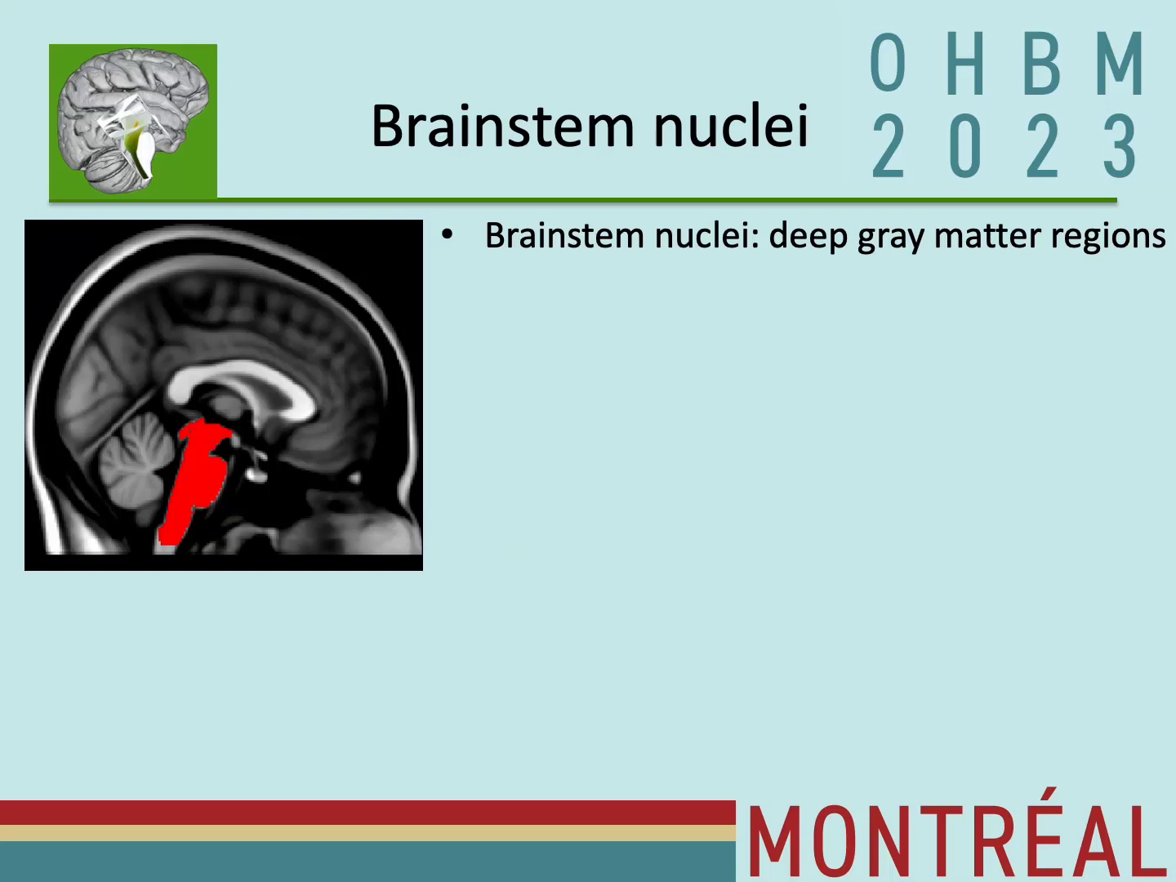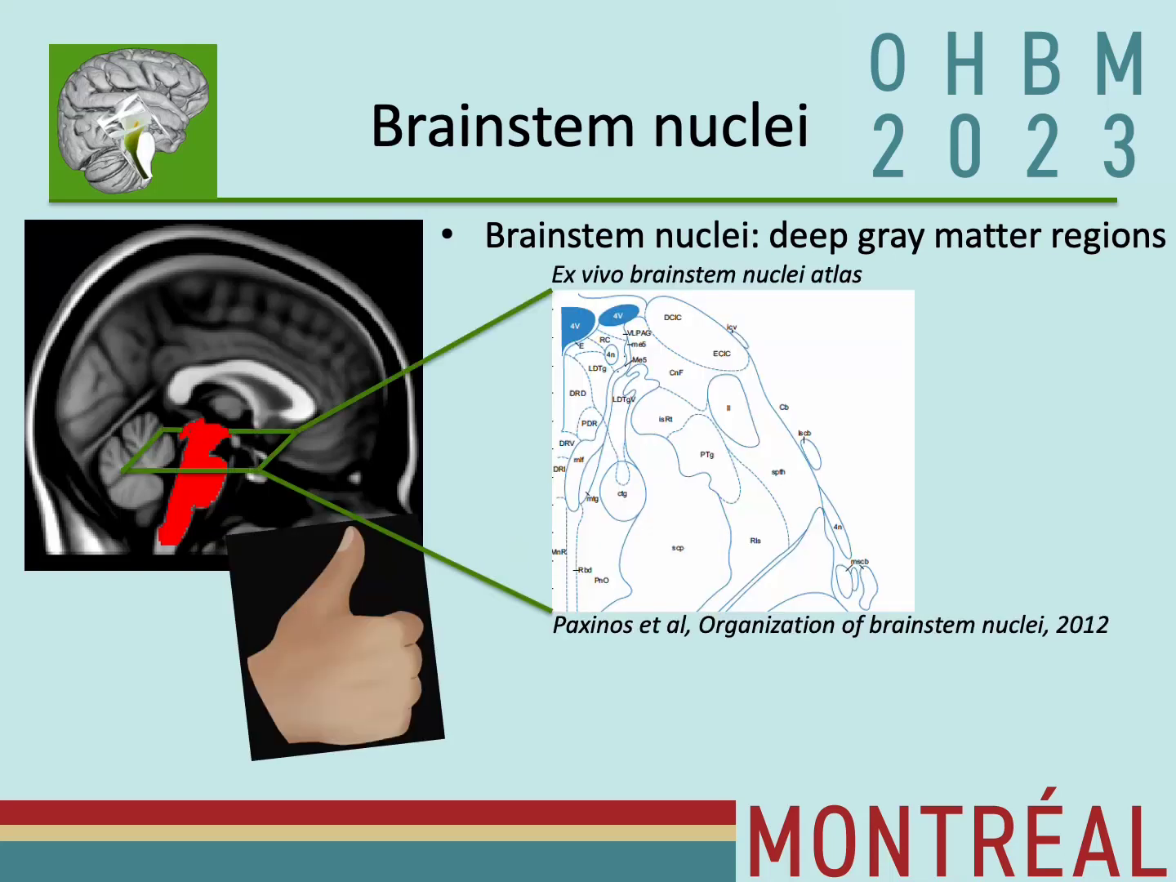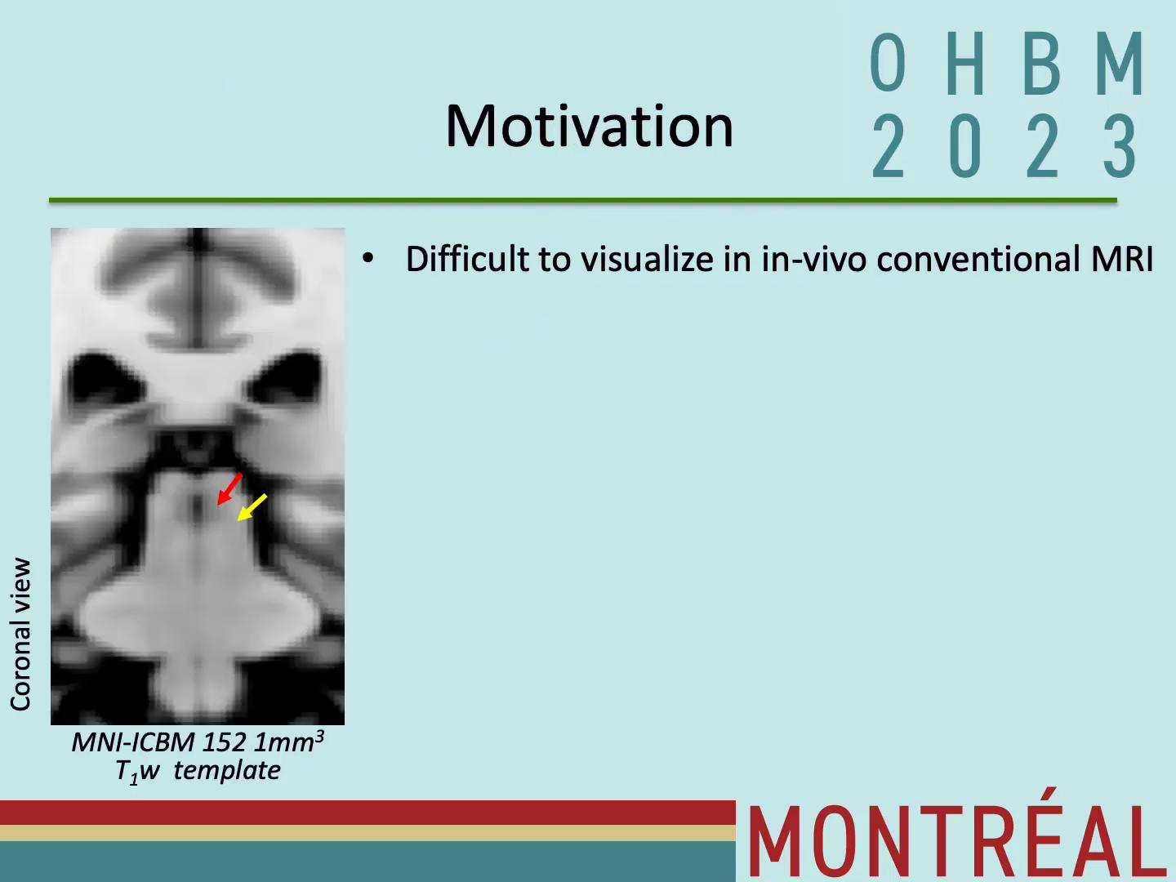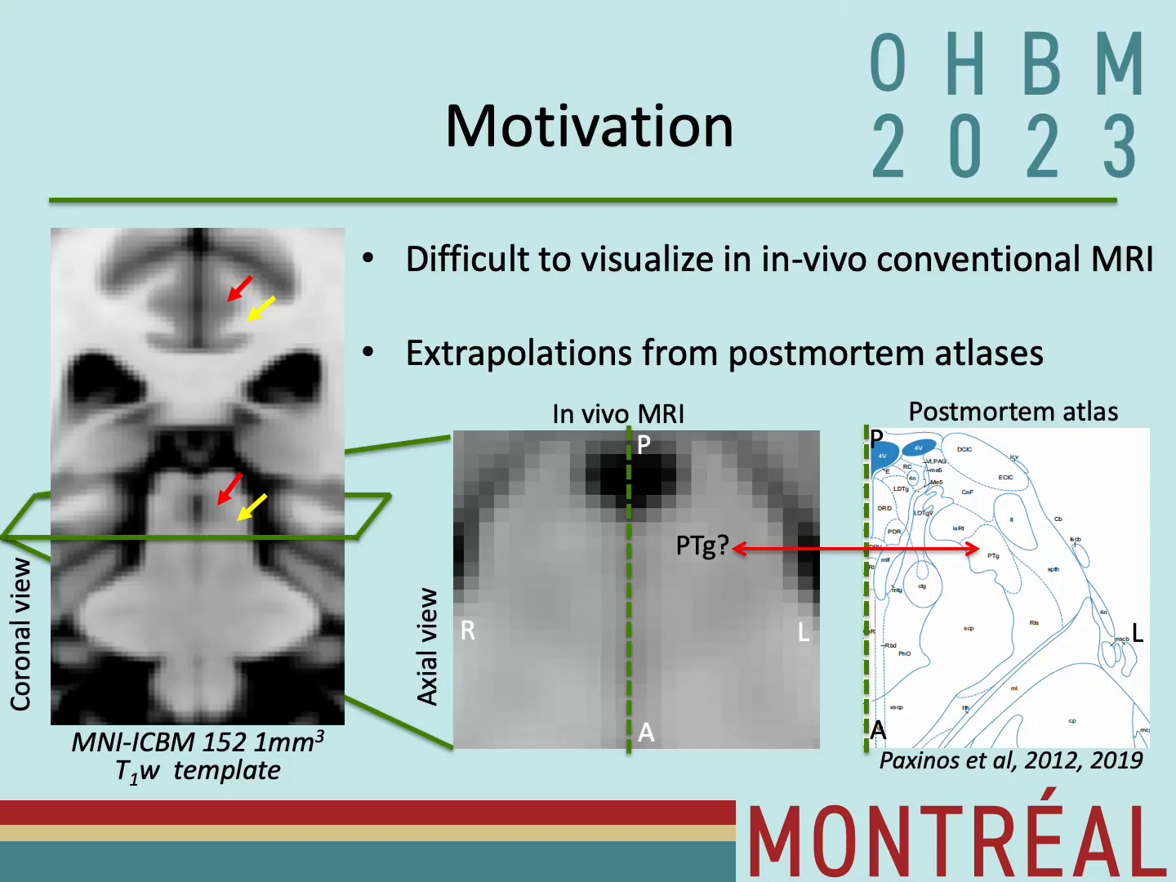The brainstem is a stem-like area at the base of the brain. In humans, it's slightly bigger than a thumb, yet it contains several gray matter regions called brainstem nuclei, which are involved in vital functions such as arousal, sleep, motor, sensory, autonomic, limbic, and nociceptive function. However, due to their small size and limited MRI contrast in the brainstem compared to the cortex, these nuclei are difficult to visualize in conventional imaging of living humans, and extrapolations from 2D postmortem brainstem atlases are often used to identify their location in vivo MRI with limited precision.